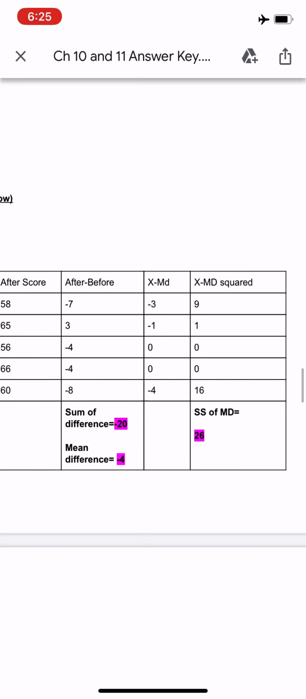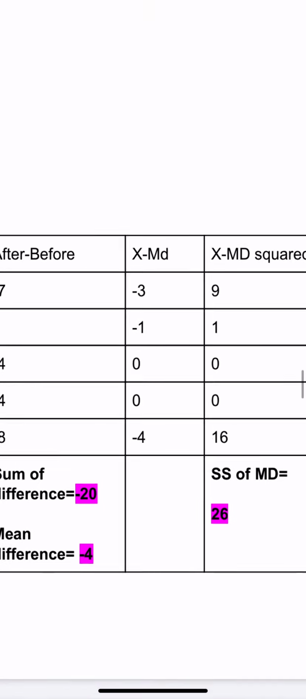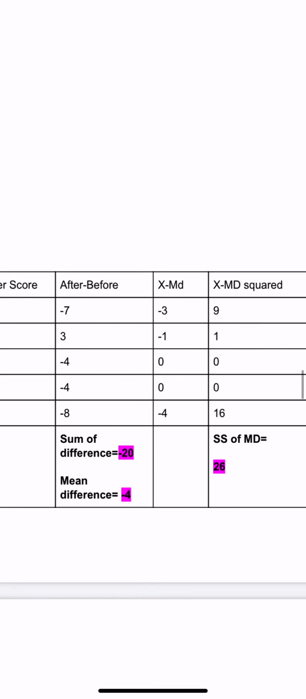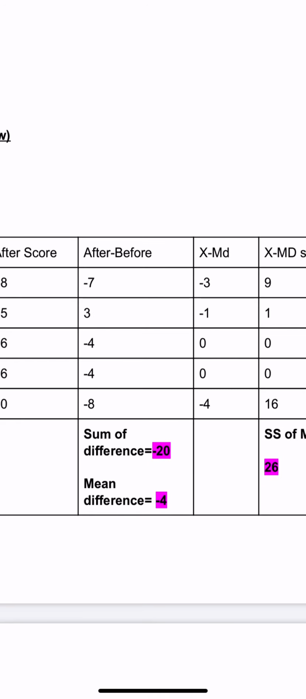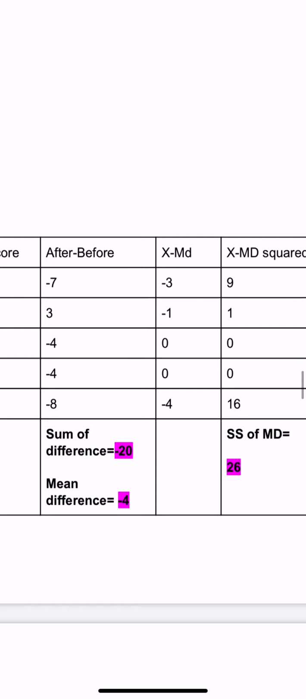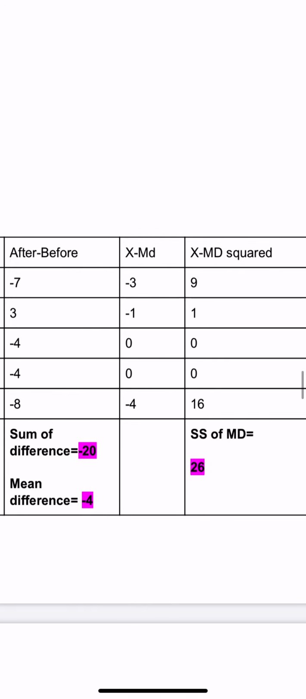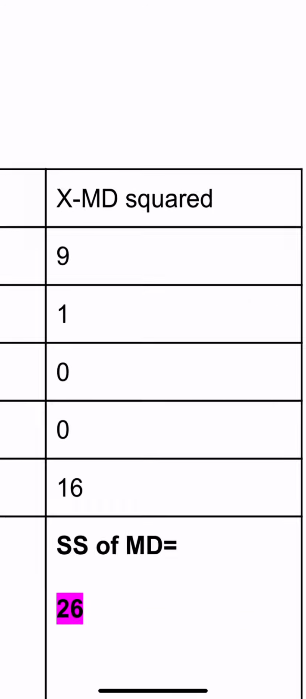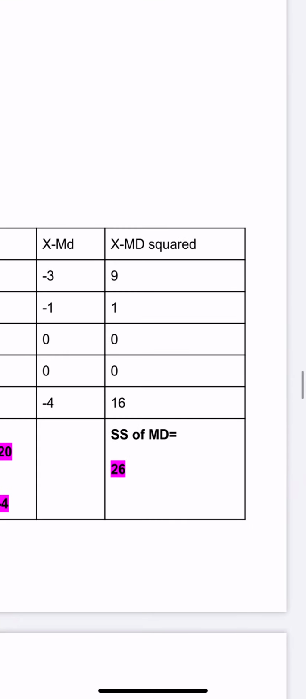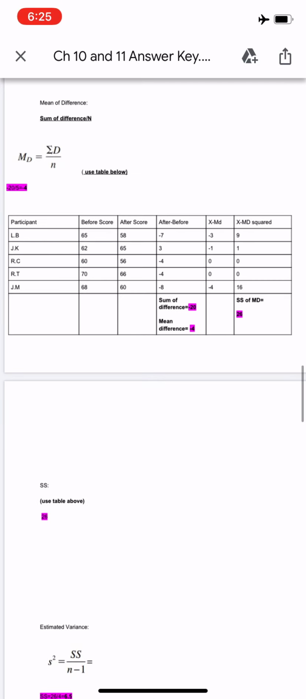We do each x value minus the mean difference. So the x value in this case will be this after minus before score. You take this after minus before score and subtract it from the mean, which is labeled as MD, which is mean difference. Very similar, right? We're taking deviations from the mean. Then we're taking the sum of the deviations from the mean squared. We get the sum of squares of the mean difference.